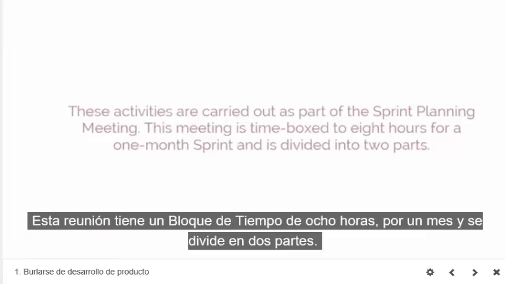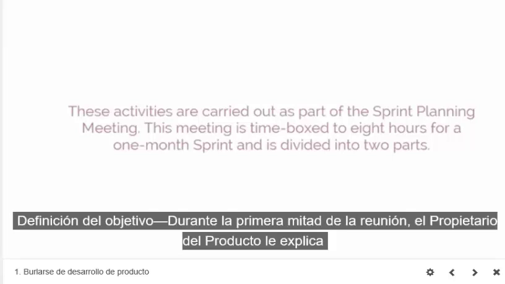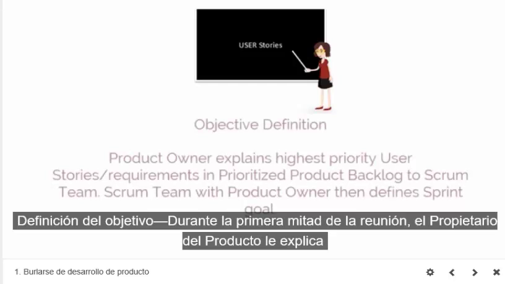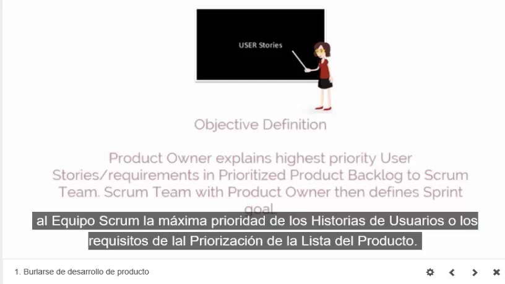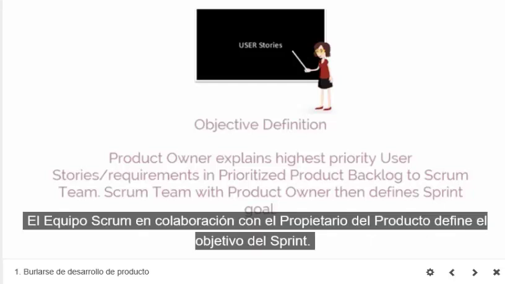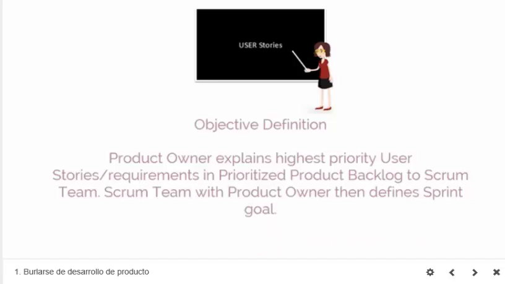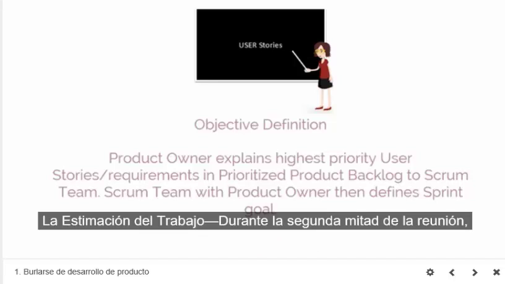This meeting is time-boxed to 8 hours for a 1-month sprint and is divided into 2 parts. Objective definition. During the first half of the meeting, the product owner explains the highest priority user stories or requirements in the prioritized product backlog to the Scrum team. The Scrum team, in collaboration with the product owner, then defines the sprint goal.